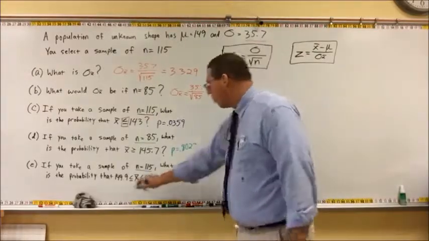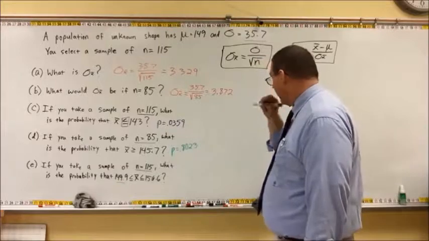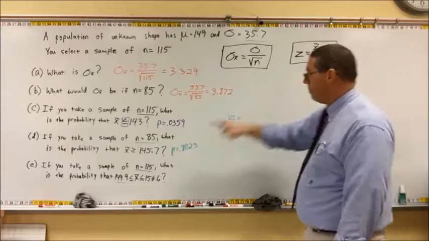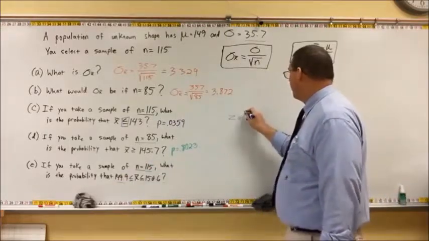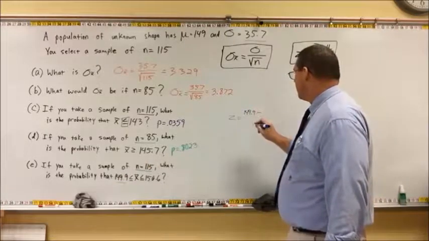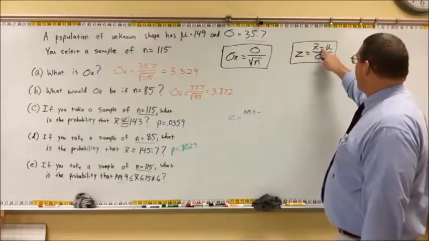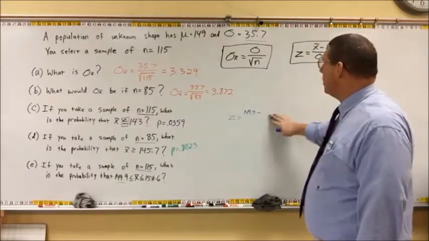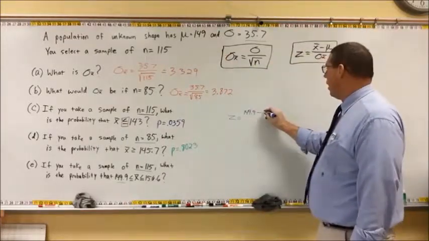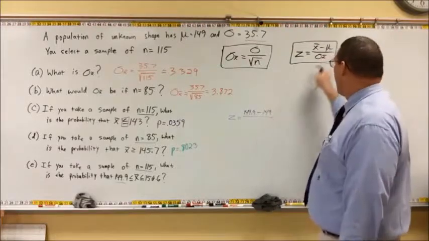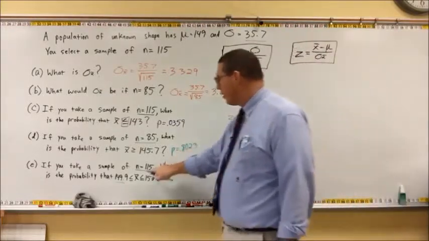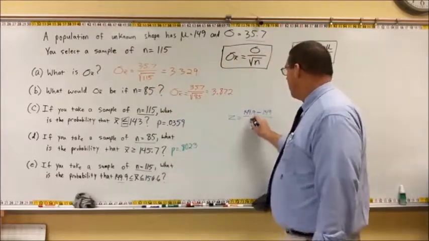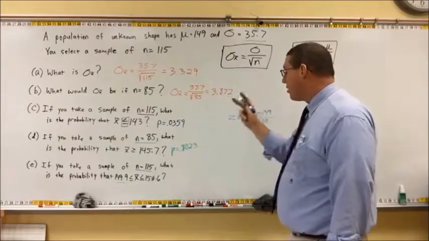The first z-score is going to be for 149.9. So we're going to do z equals x bar, 149.9, minus mu, the population mean, which is 149, so 149.9 minus 149, divided by the standard error, and we need the standard error from a sample size of 115, so that's 3.329. And we need a second z-score.